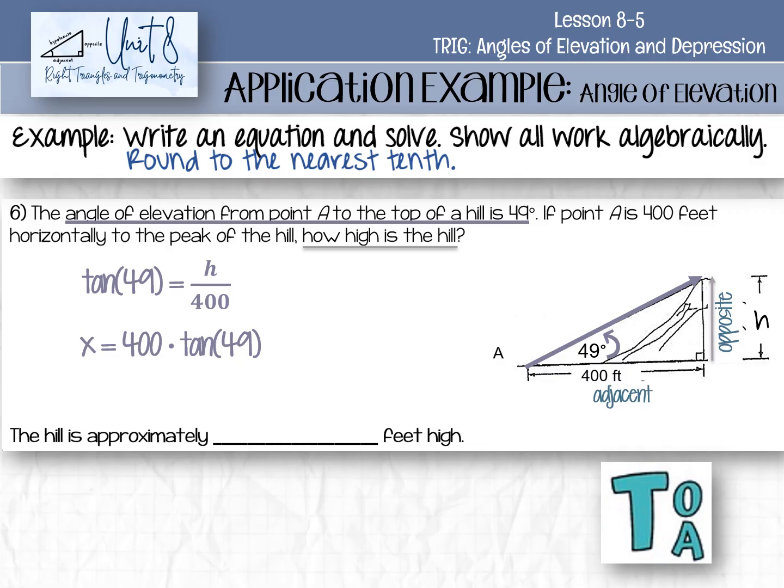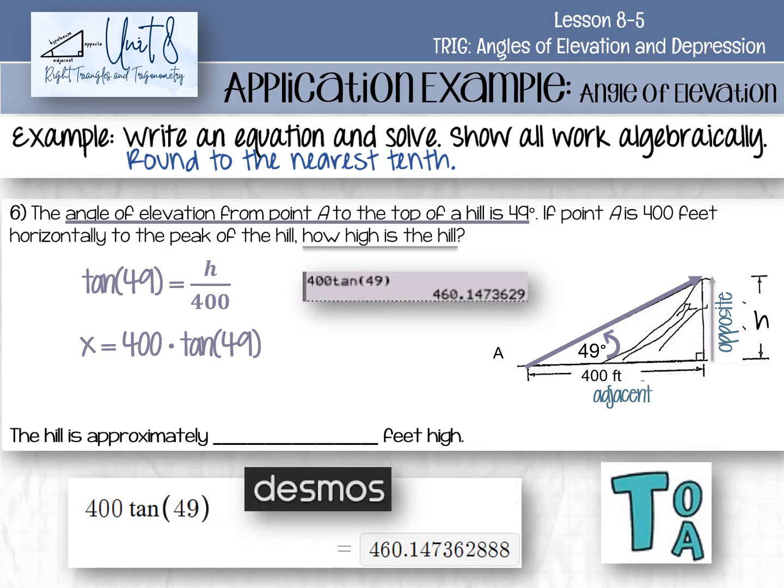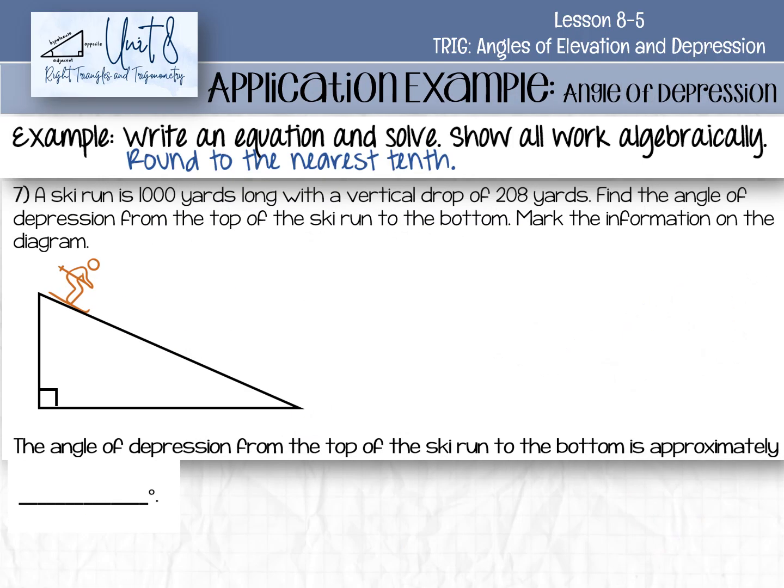Multiply both sides by 400. Here we go, graphing calculator, Desmos, same answer. The hill is approximately 460.1 feet high.